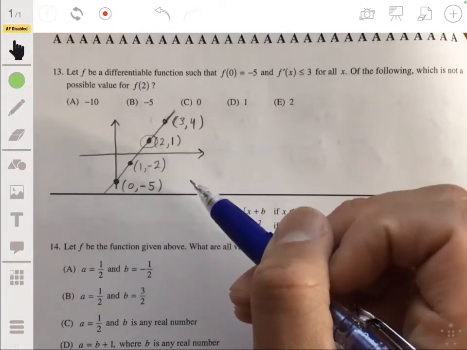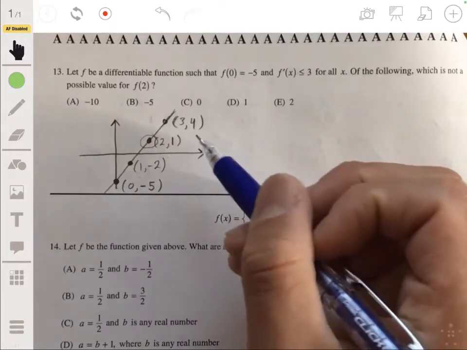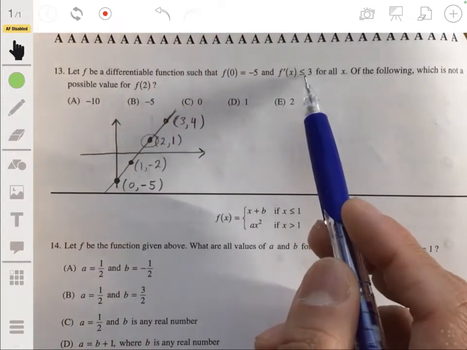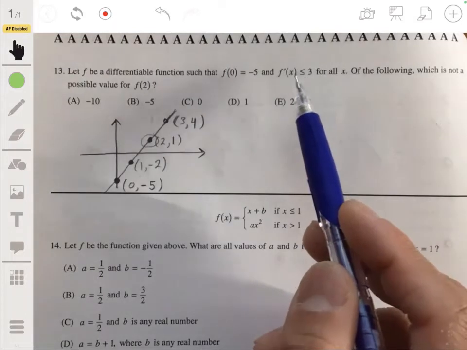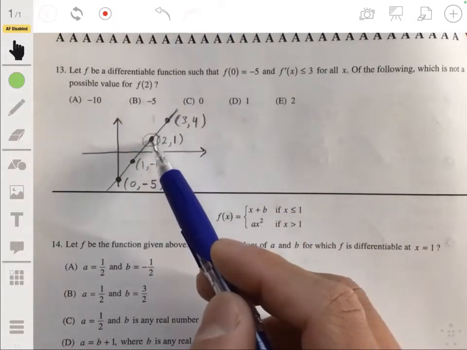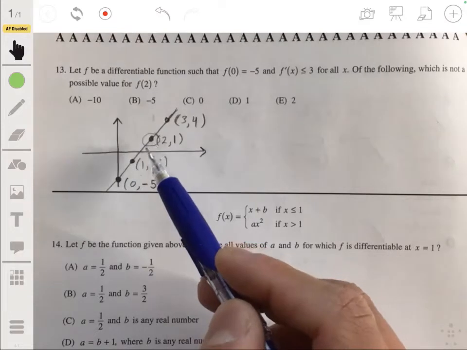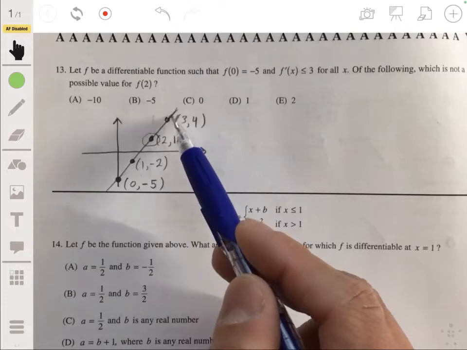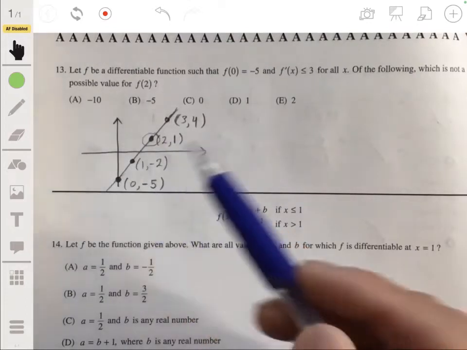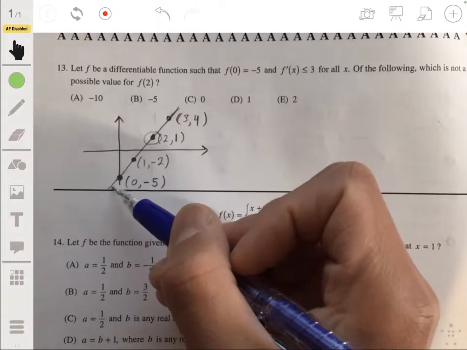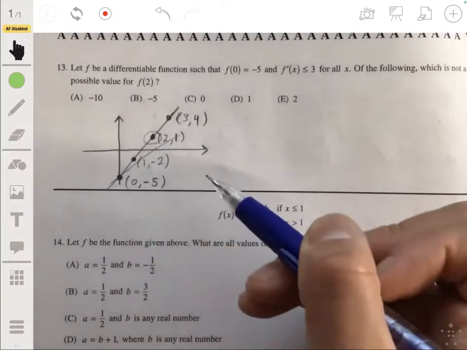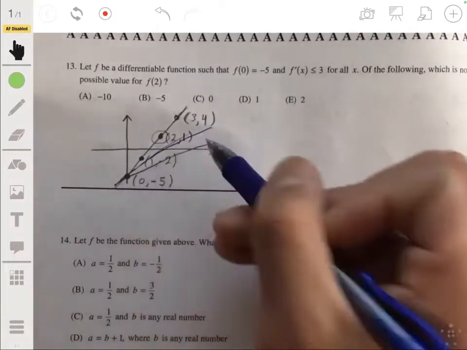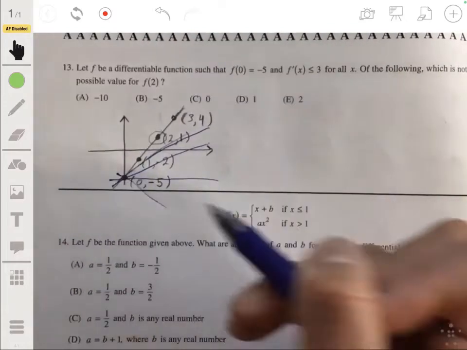Now let's think for a second. If your derivative has to be less than or equal to 3, remember this is the most it can be, then your line would be basically below this. Your line is 3, so if it was 2, it wouldn't be as steep. It would be something below. Let me use a different pen actually. You have another line below. If it was 1, if it was 0, it could be negative.